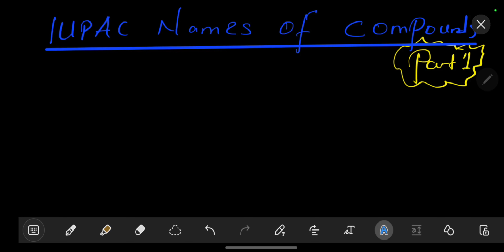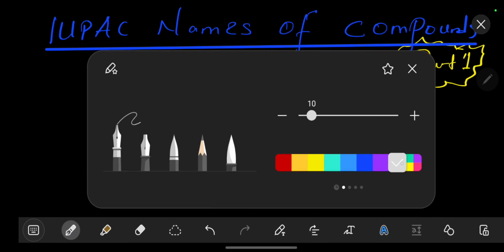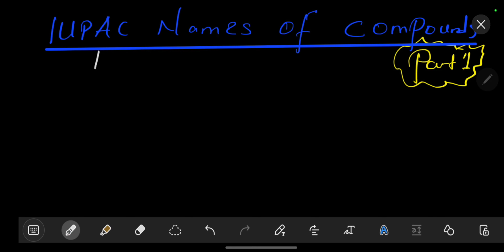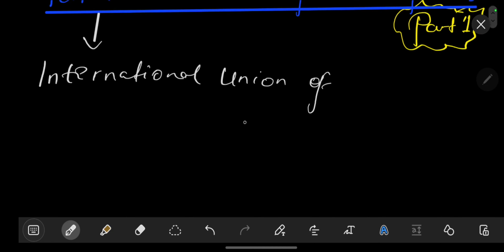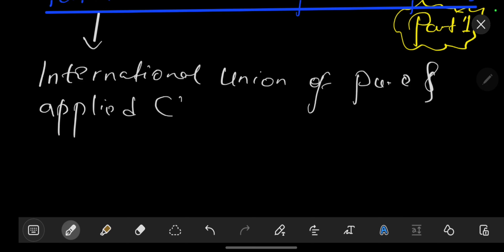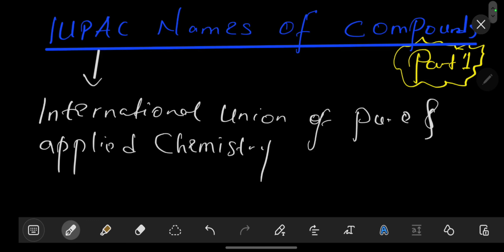Firstly, what is the full meaning of IUPAC? That's our first port of call for this video. The full meaning of IUPAC, I'll give it to you right now. It stands for International Union of Pure and Applied Chemistry. So that is the full meaning of IUPAC, and it's important to take that down in case you forget, or you can make a screenshot of it. Now, let's get to work.